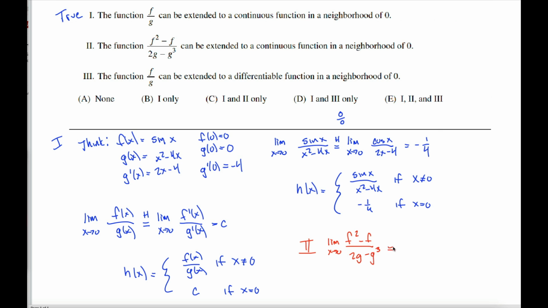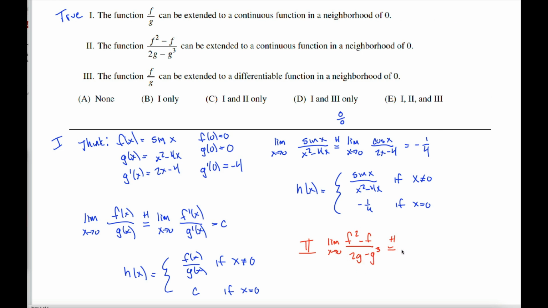Well, it'd be great if I could use L'Hopital's rule, but be careful, you can only use L'Hopital's rule if this is an indeterminate form. Fortunately, we know that f of 0 equals 0, so f squared is 0, and 0 minus 0 is 0. And g of 0 equals 0, so 2 times 0 is 0, and 0 cubed is 0, and 0 minus 0 is 0. This is again that 0 over 0 indeterminate form.